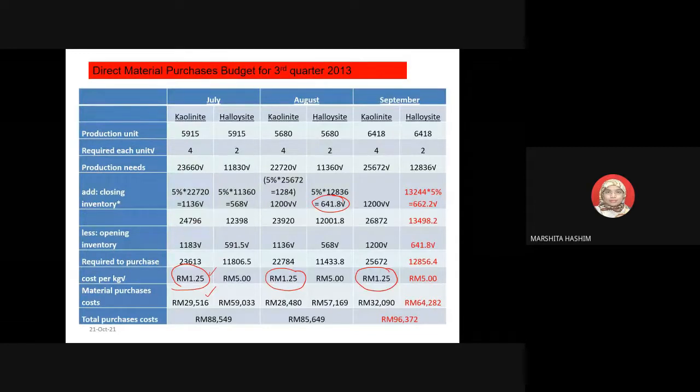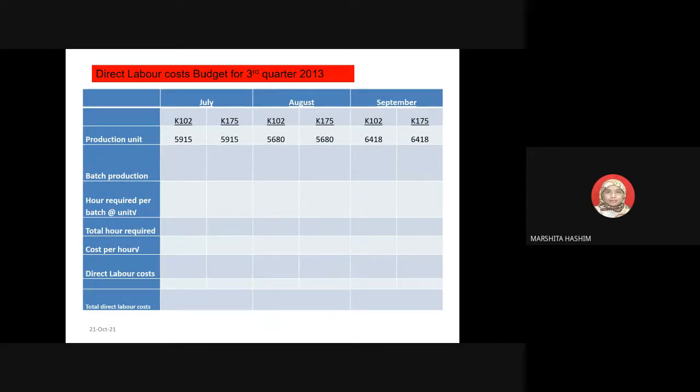Okay. Can we proceed? Any more questions before we proceed to the direct labor cost budget? No, madam. Alright, then we check your answer for direct labor cost. So we start from production units. First we calculate, and this one also you can prepare separately. We prepare the direct labor budget for K102 and then you draw another table for K175.